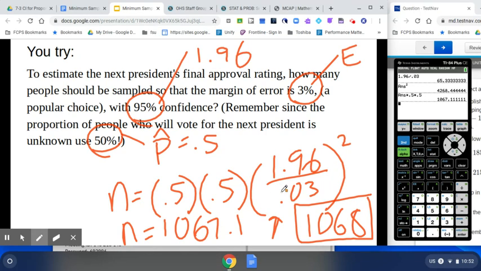Over here in the calculator, I calculated that and got 1067.1. Again, no matter what the decimal place, we always round up to the next whole number. So my minimum sample size needed is 1068, at least that many people. I could, again, always sample more if I wanted to.